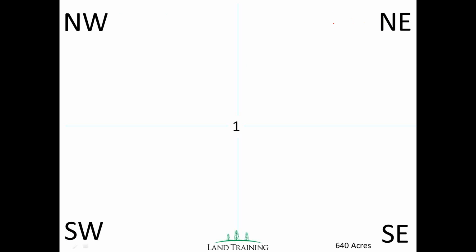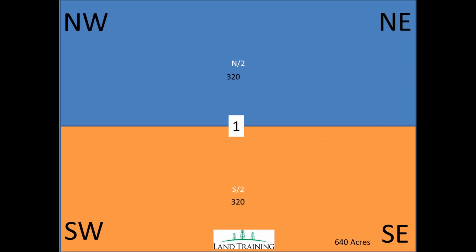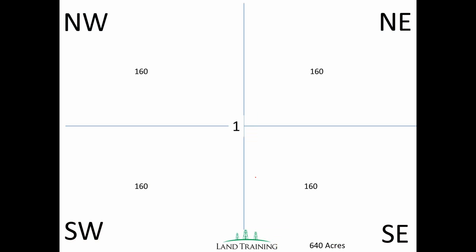Each of these quarters is 160 each, right? Now we could divide it in half, and that 640 divided by 2 would be: 2 goes into 6 3 times, 3 times 2 is 6, and then we got the 40. 2 goes into 40 20 times. So that's 320. If we just divided it in half, the north half would be 320 and the south half would be 320. So that's dividing it in halves. Now let's look at quarters. Remember we said each of these is a quarter, so they're each 160 acres each.